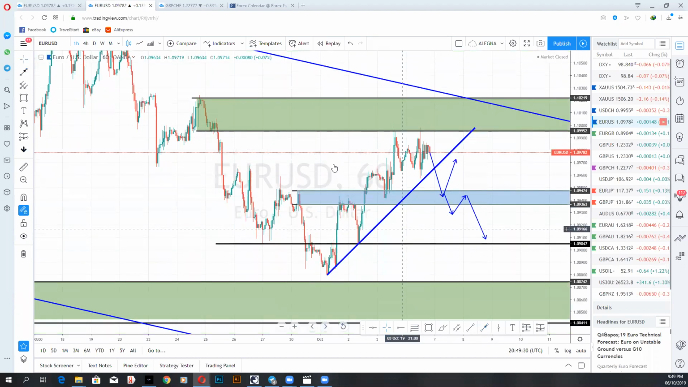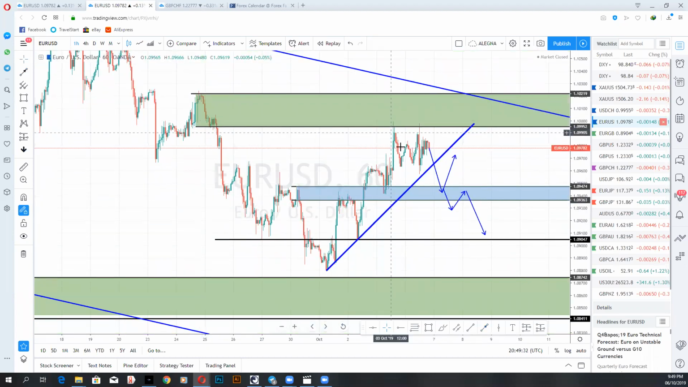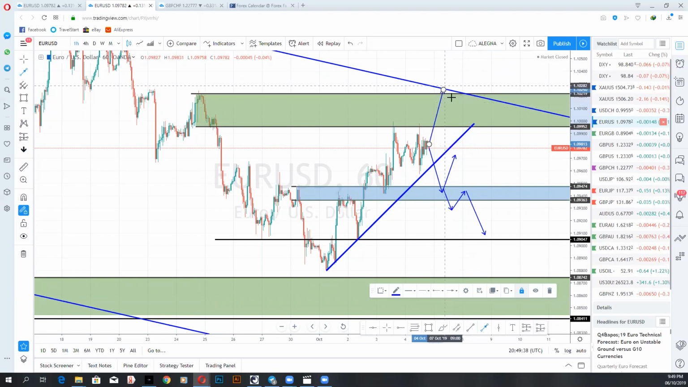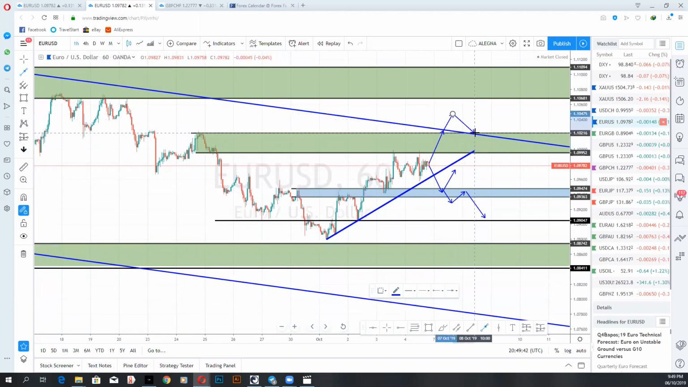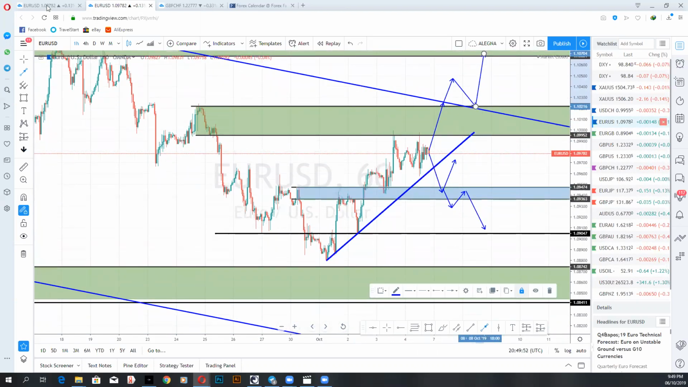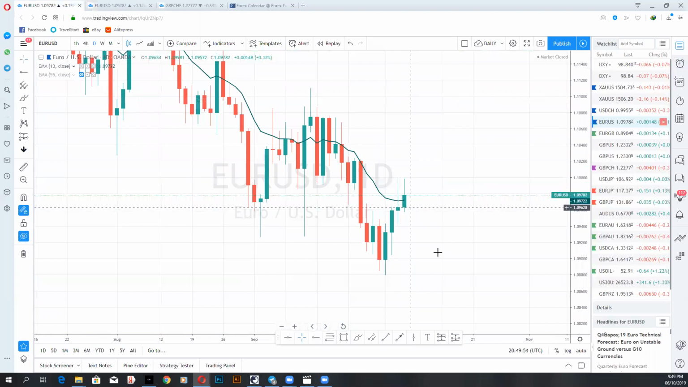That's just what it is. It's testing this zone and it has been rejected twice. But even if it rallies, it has this zone. So it will be bullish only with a break above this zone to the top side. That's the only time it will be fully bullish. But for now, it might just still drop a bit. But if you look at it on the daily, there are wicks to the top side.